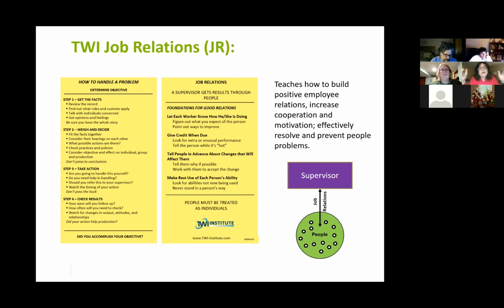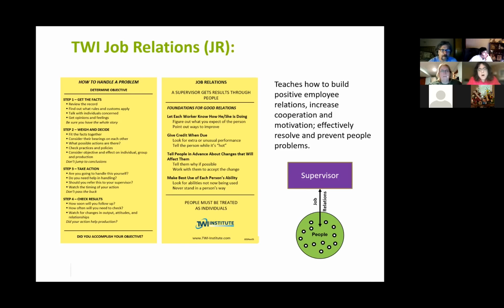Now, once you do that, at the top of this card, it says, determine your objective. Another skill that people don't have when it comes to people problems. When you take action on a people problem, what is it that good looks like when you're done? What's the objective? Really important because it anchors you when you start to think about what action you're going to take.